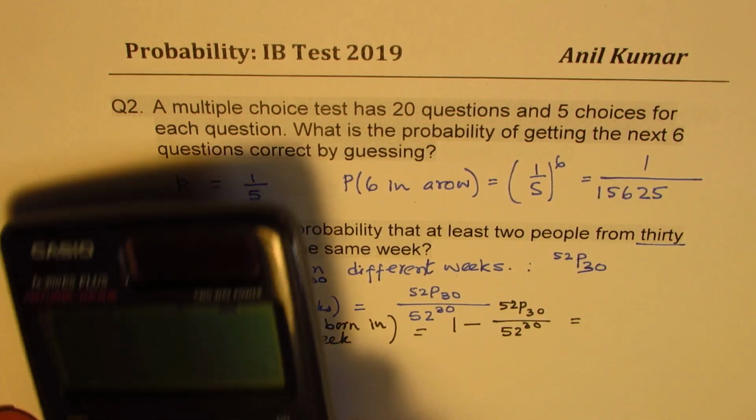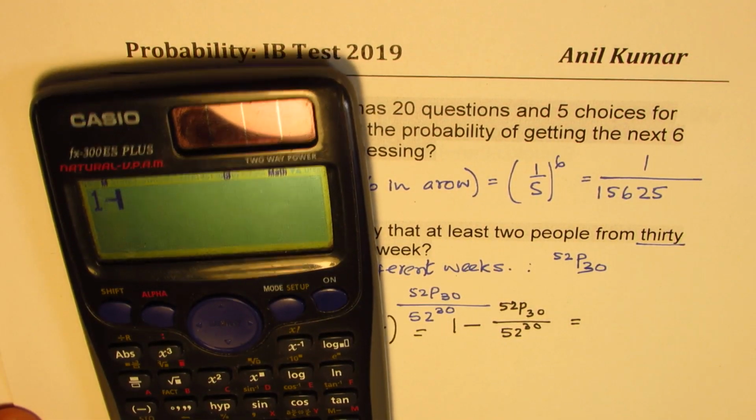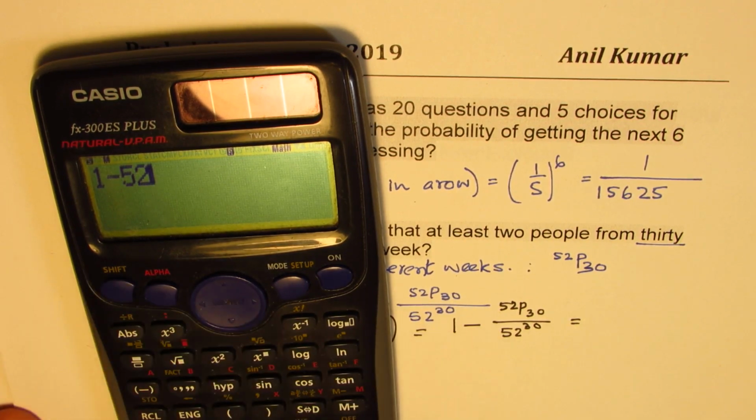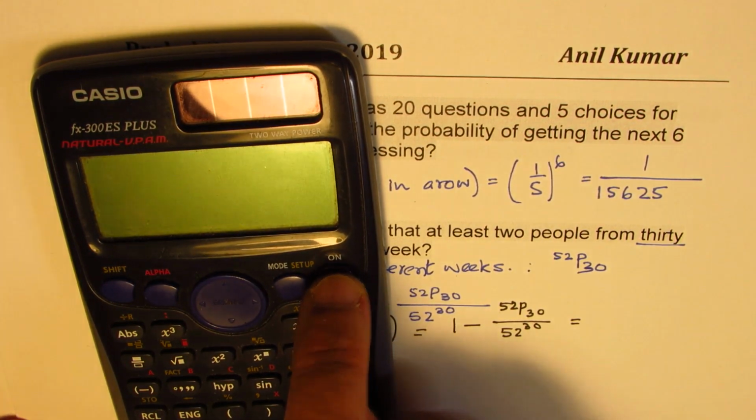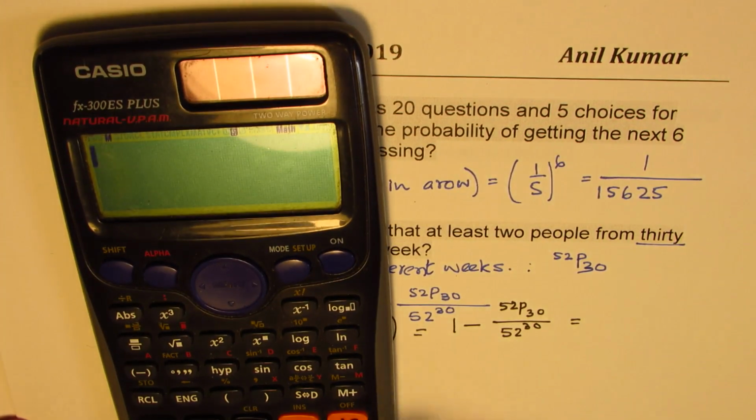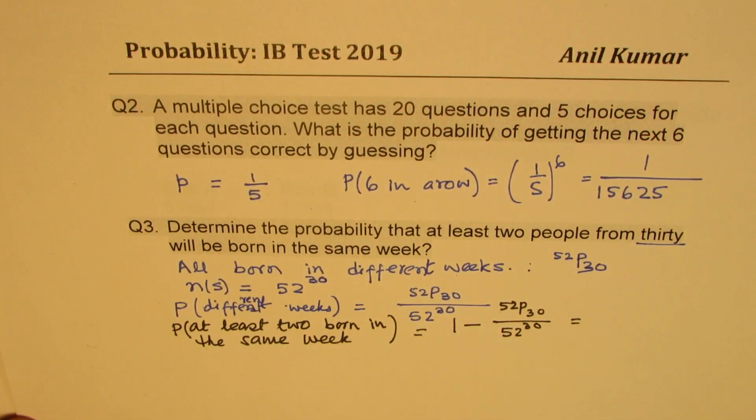So let's now calculate this value. So 1 minus 52p30 divided by 52 to the power of 30 is equal to, so we get a solution to this which is 0.999. Let me recalculate. Let me calculate it separately, right? So let's calculate this answer.